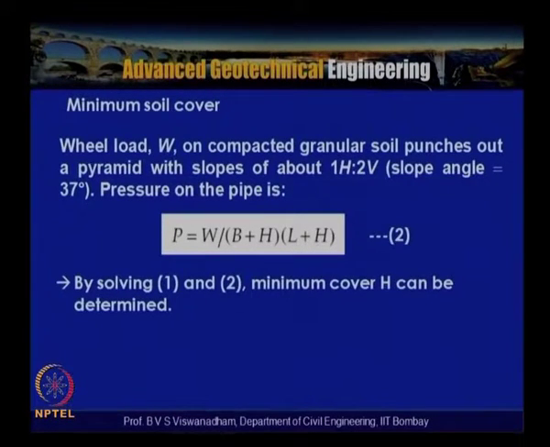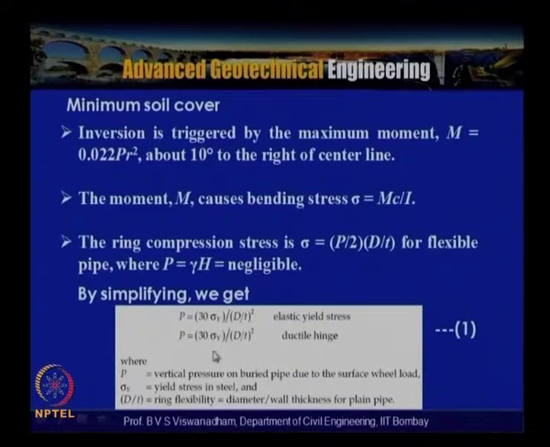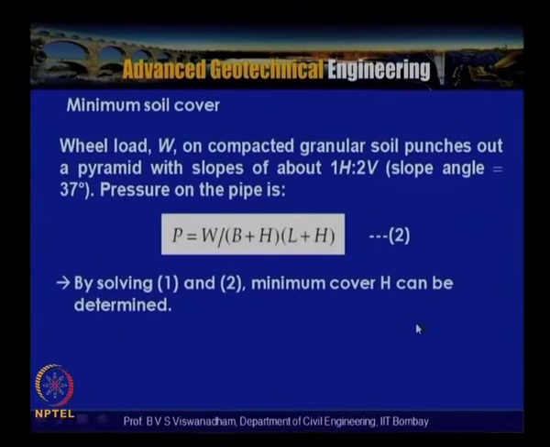So by solving 1 and 2, we get that the minimum cover H can be calculated. Whenever the wheel load is not right on top of the pipe, we need to use this particular expression, and by using the equations given in 1 and 2, by solving 1 and 2, the minimum soil cover H can be determined.